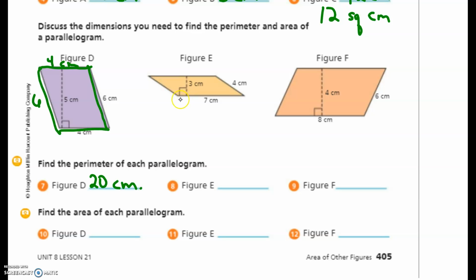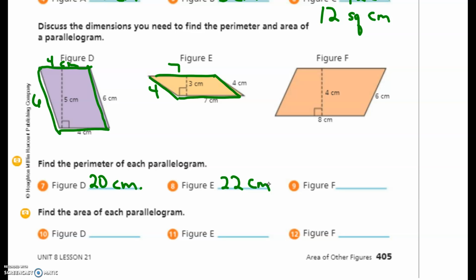All right, figure E, 7 plus 4. Over here, same as that side, 7 and 4. Doesn't matter what order you add them up in. You'll get the same answer. I like to do 11 and 11. I get 22. Maybe you just added them in order. Maybe you did 14 and 8. Doesn't matter. You get the same number.